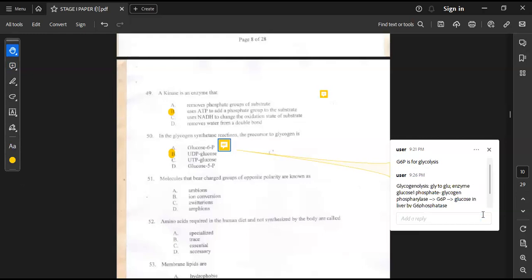Molecules that bear charge groups of opposite polarity are known as ambions, ion conversions, zeta ions, or amphions.